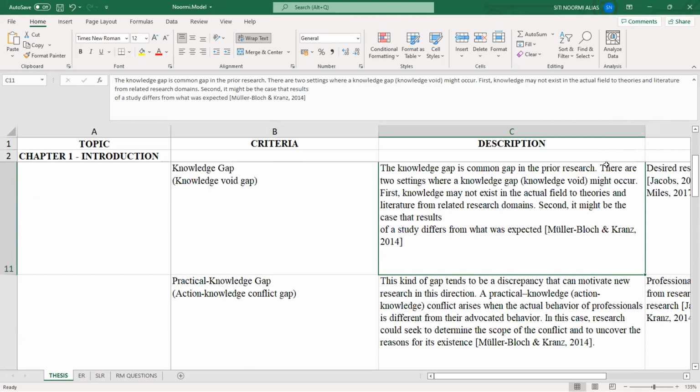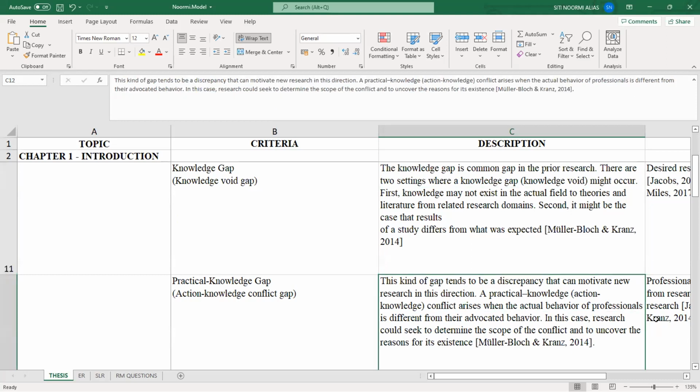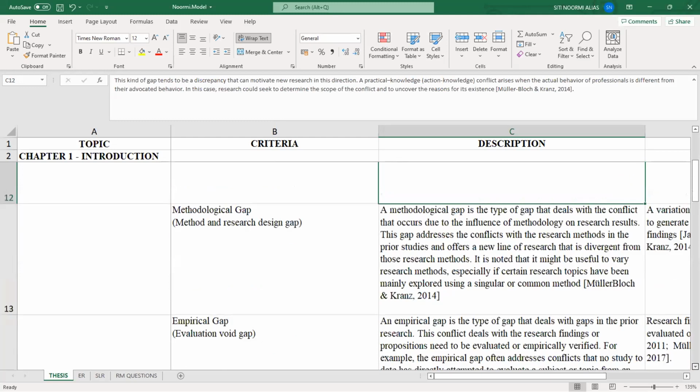Okay, first, knowledge may not exist in the actual field, so we refer to theories and literature from related research domains. Second, it might be the case that results of a study differ from what was expected. Ini maksud dia knowledge gap. This is the practical gap. Tadi dah sebut pasal practical gap ni.